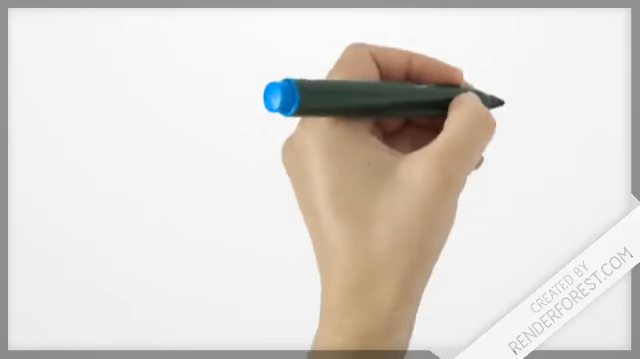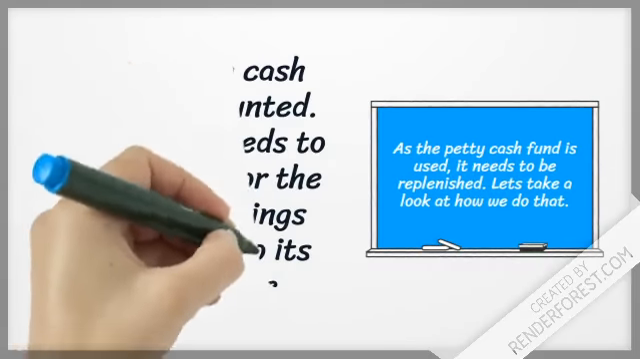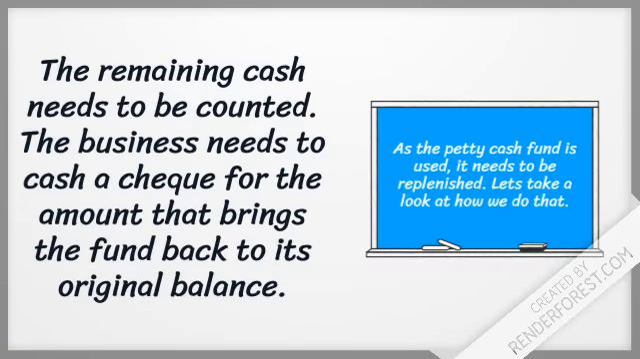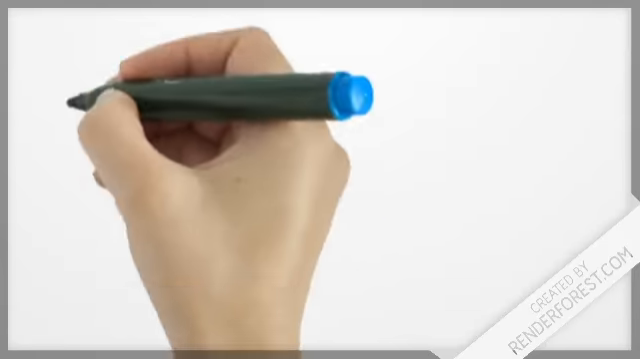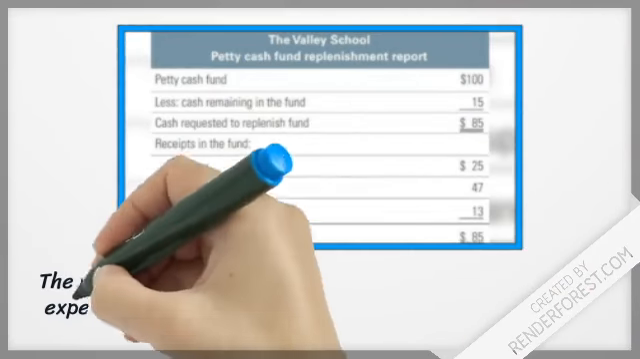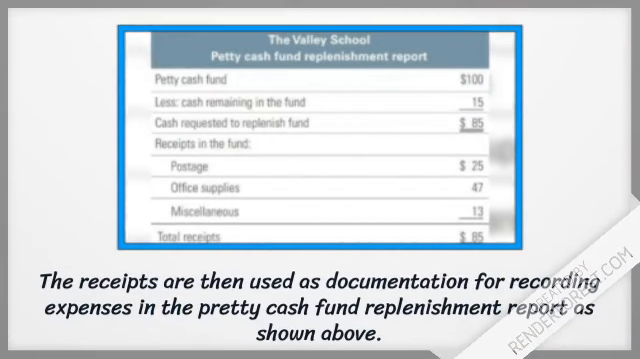As the petty cash fund is used, it needs to be replenished. So let's take a look at how we do that. The remaining cash needs to be counted. The business needs to cash a check for the amount that brings the fund back to its original balance. The receipts are then used as documentation for recording expenses in the petty cash fund replenishment report as shown above.